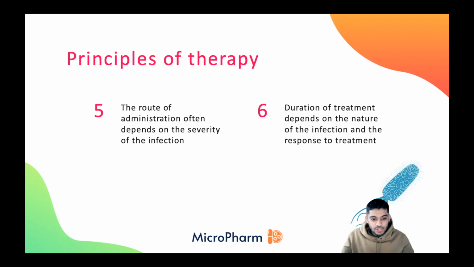The route of administration often depends on the severity of the infection. So can you give me an example where you use an antibiotic for cellulitis? There's a particular antibiotic, and the dose and the route will change depending on the severity of the infection. Do you know which antibiotic I'm talking about? Flucloxacillin.